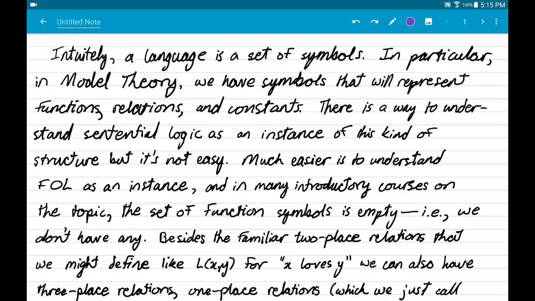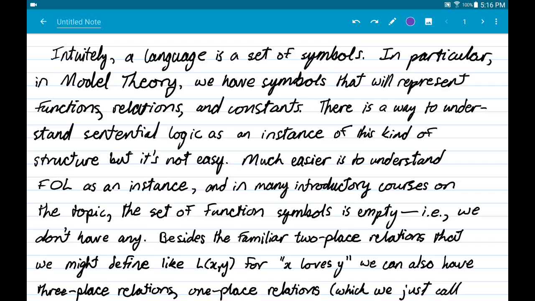So in the first few sentences, the author talks about what a language is, and I'd like to fill this in with some amount of context. So intuitively, a language is just the set of symbols that we use to make expressions and to denote certain things. In model theory, we divide these into sets of symbols for functions, relations, and constants.